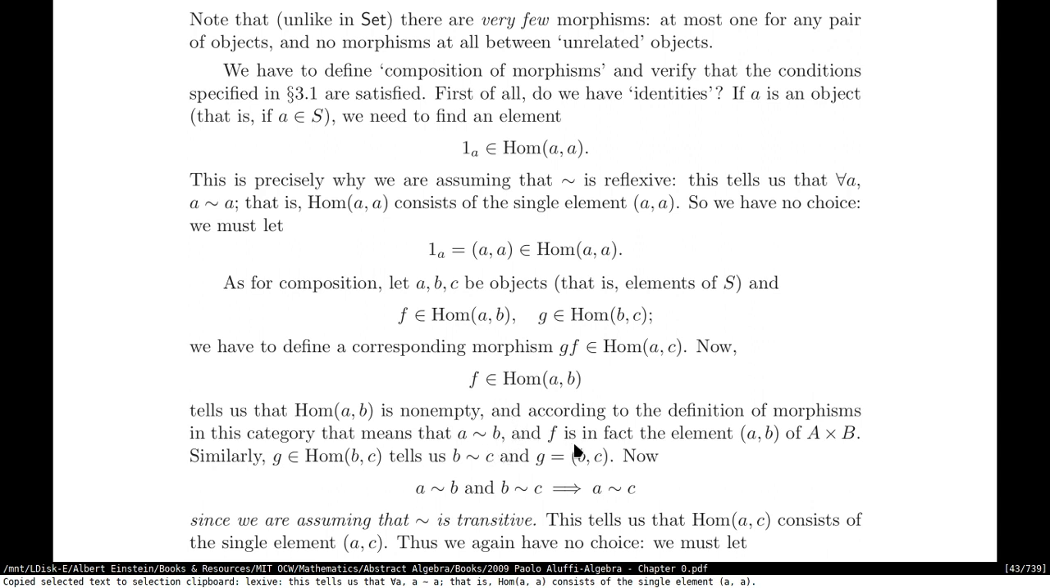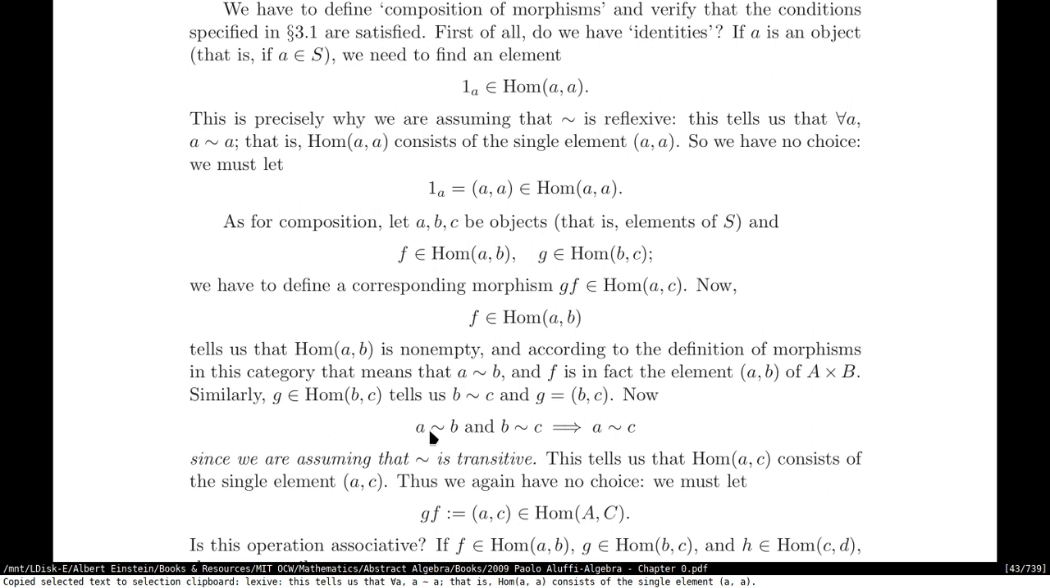And F is in fact the element AB of A cross B, because F is an element of this Hom set, so F must be the element AB. It has to be an ordered pair, right? The same way, G is an element of this Hom set, which means G must also be the ordered pair BC, because we're considering the Hom set BC.